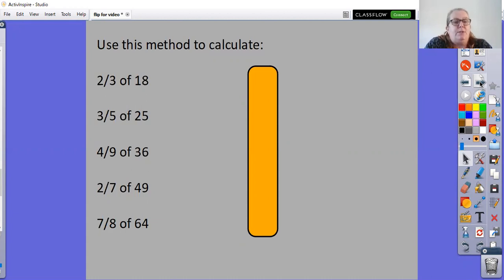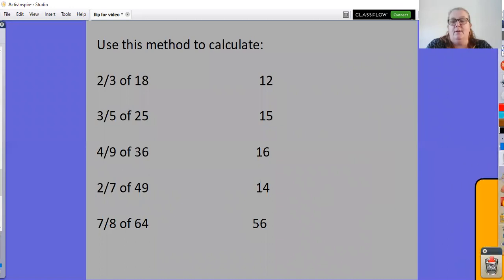Great, so you should have had a go at doing those by now. Let's have a little reveal and see what our answers are. So 2/3 of 18, I divided 18 into 3 groups. I calculated 2 of those groups, which gave me 12, because 18 divided into 3 groups is 6 per group. 25, I've got to divide into 5 groups. That's what my denominator tells me, and I want 3 of them. So I know that 25 divided by 5 is 5. 3 lots of 5 is 15.